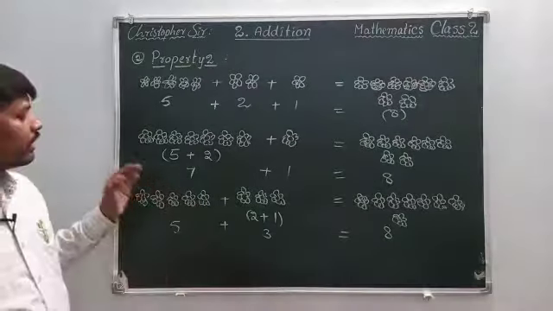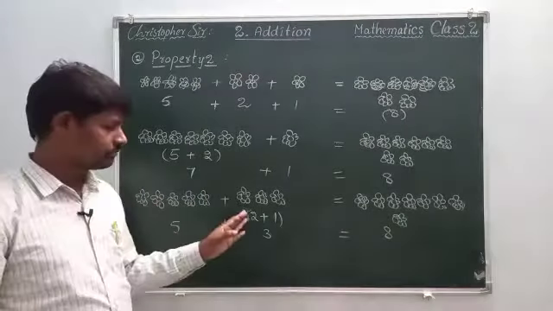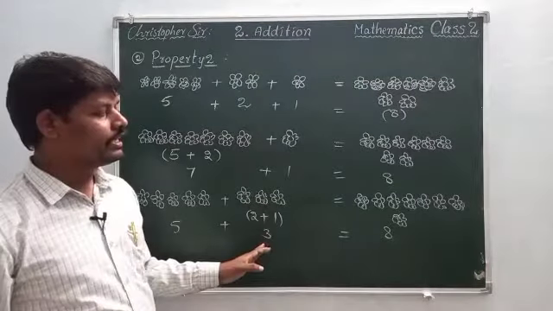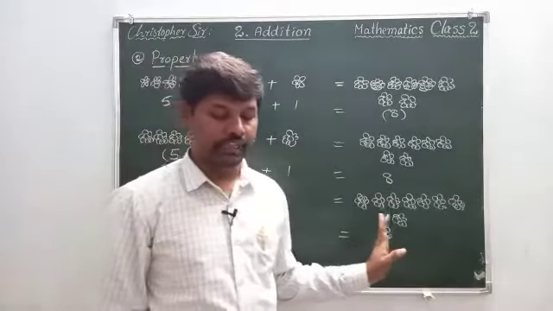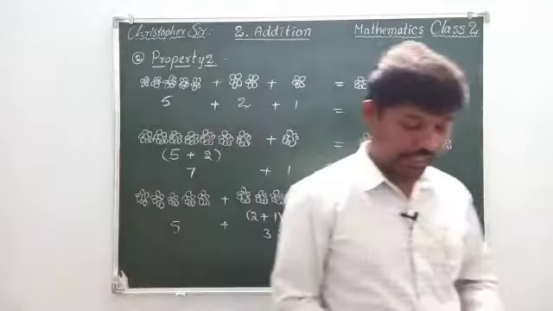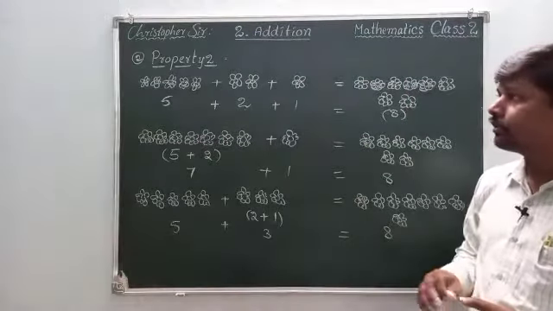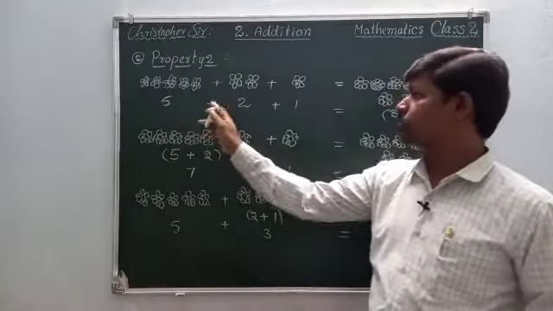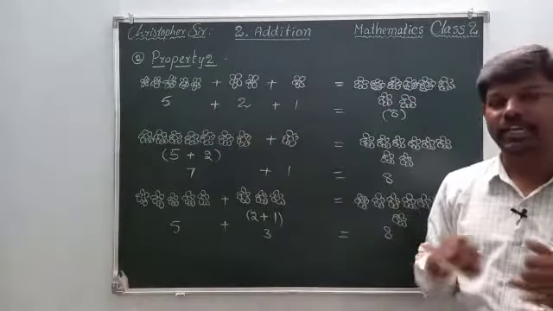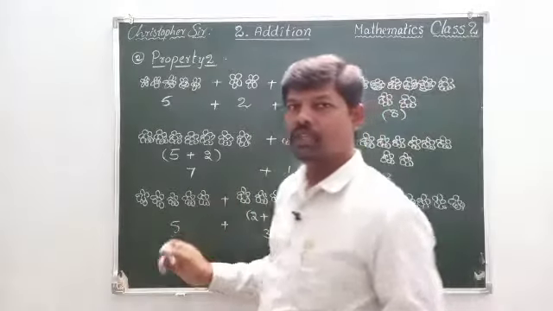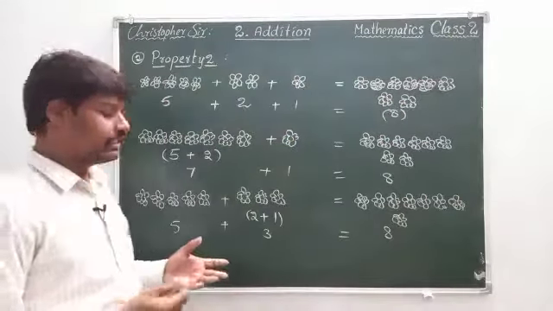In another way, so keep 5 aside. 2 plus 1 is equal to 3. So 5 plus 3 is equal to 8. So like that you can add. So from this, what do you understand? If you take 3 numbers, 5, 2, 1, 3 numbers, any 3 numbers. So if you add in any order, then the result is same.